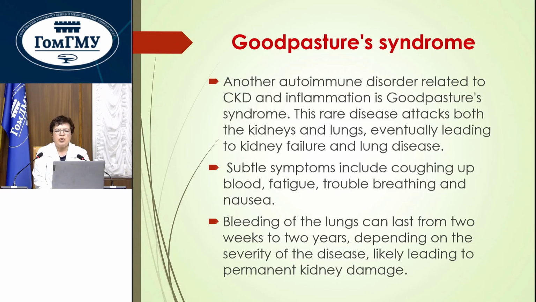And a few words about Goodpasture syndrome, another autoimmune disorder related to chronic kidney disease and inflammation. In Goodpasture syndrome, this rare disease attacks both the kidney and lungs, eventually leading to kidney failure and lung disease. Subtle symptoms include coughing up blood, fatigue, trouble breathing, and nausea. Bleeding of the lungs can last from 2 weeks to 2 years, depending on the severity of the disease, likely leading to permanent kidney damage.